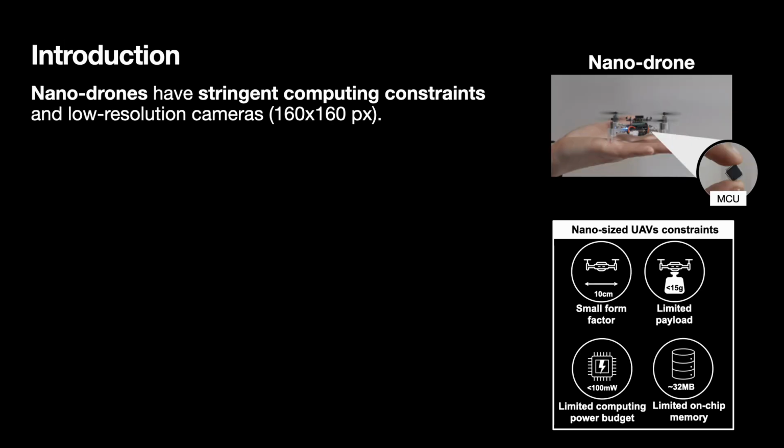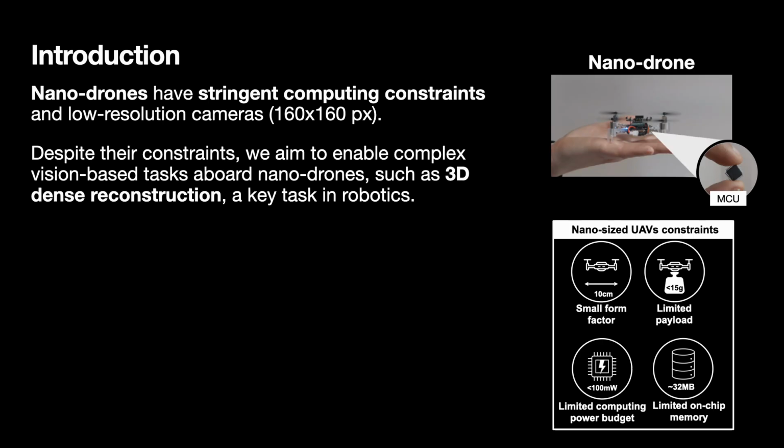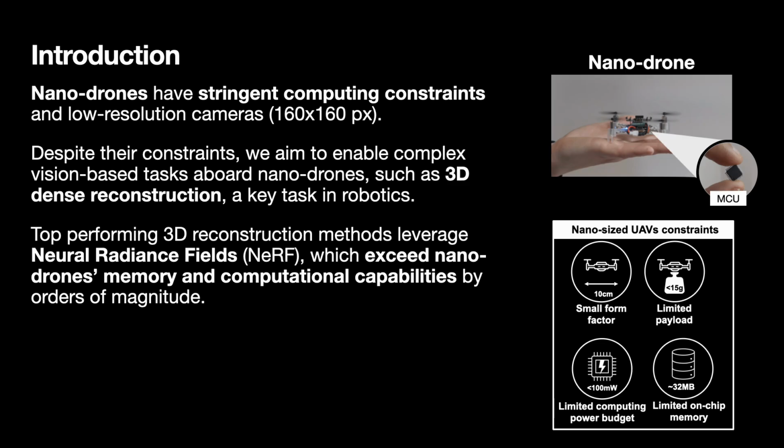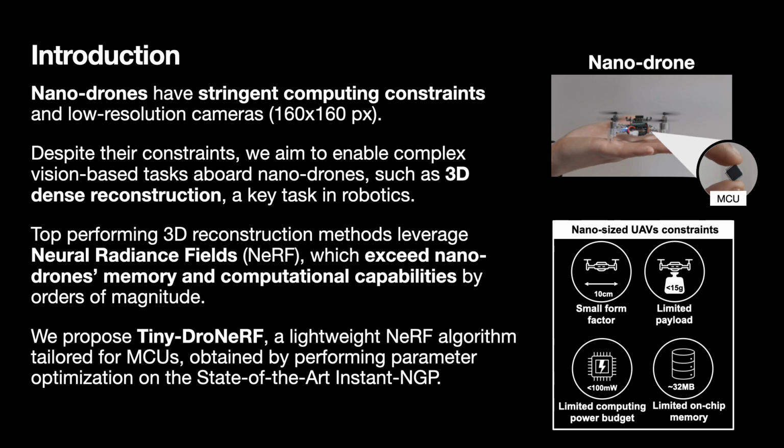Nano-drones have stringent computing constraints and low-resolution cameras. Despite their constraints, we aim to enable complex vision-based tasks aboard nano-drones, such as 3D dense reconstruction, a key task in robotics. Top-performing 3D reconstruction methods leverage neural radiance fields, which exceed nano-drones' memory and computational capabilities by orders of magnitude. We propose Tiny-DroNeRF, a lightweight NeRF algorithm tailored for MCUs, obtained by performing parameter optimization on the state-of-the-art Instant-NGP.